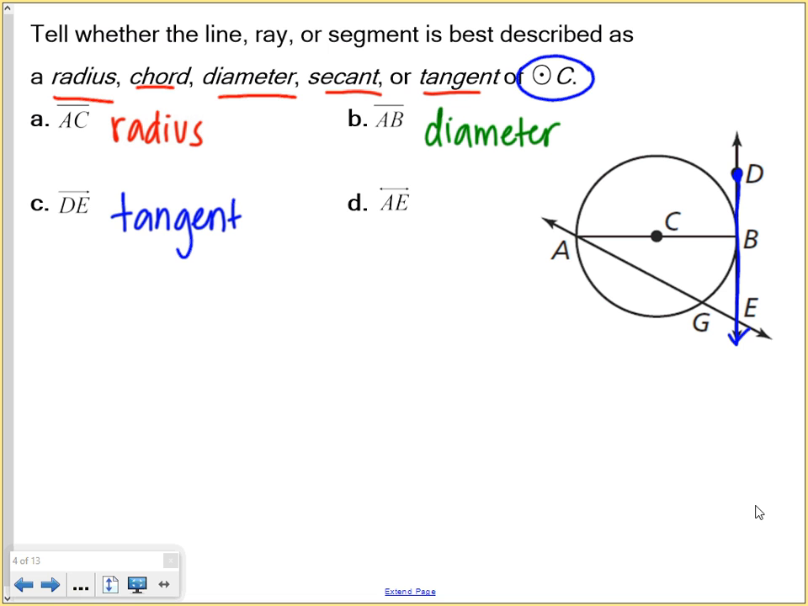And then line AE. Line AE. Now, it's a line, which already rules out some options, and it doesn't go through the center. So a line that goes through the circle and intersects in 2 points. Spencer? A secant is correct. Now again, pronunciation, secant. It's probably called secant, but I'm lazy, so I just say secant.